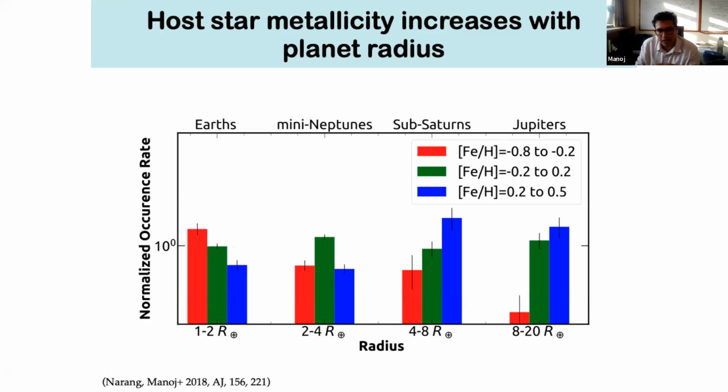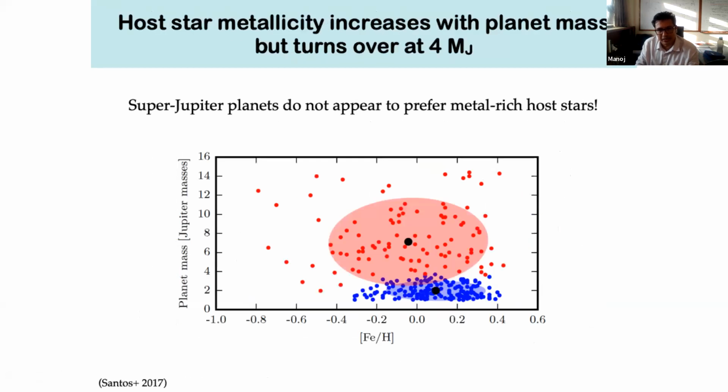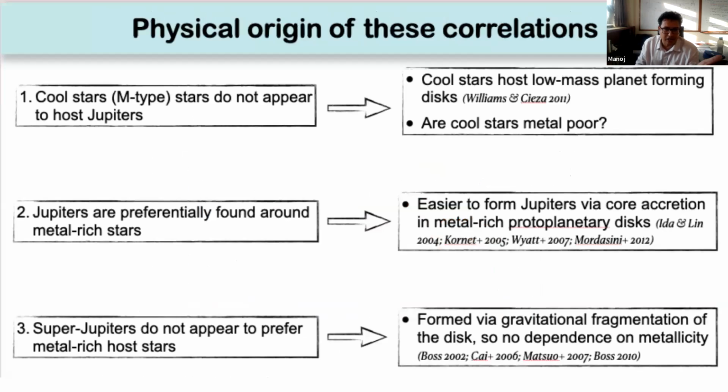We have also taken out the radius dependence here. I'm not really going into the technical details here. There's no observational bias here. And the super Jupiter thing, it's not just us who are saying this. Subsequent studies have confirmed this more or less.